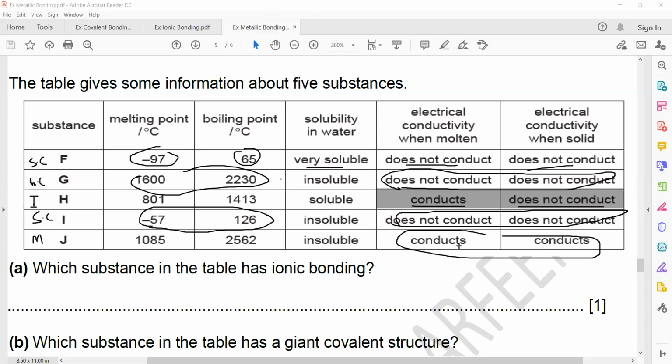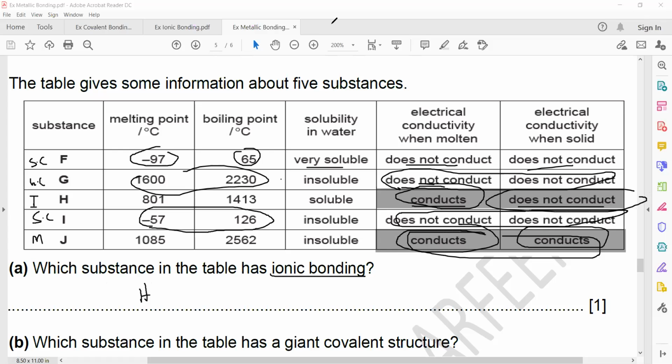But the last compound is conducting electricity in both states, whether molten or solid. So an ionic compound can only conduct in molten or aqueous, dissolved form, whereas metallic can conduct in both solid and molten state. So this is the difference. Using this we can identify, because both have high melting point, but ionic can conduct only in molten but not in solid, whereas metals can conduct in both states because they have free electrons within the structure. Which substance in the table is ionic bond? As we know, H is an ionic bond.